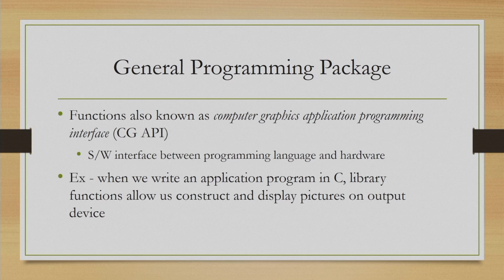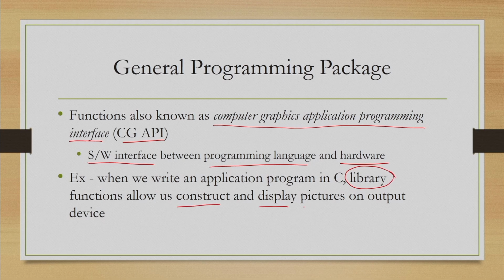Now, these functions are also known as Computer Graphics Application Programming Interface or CG API. They are essentially a software interface between the programming language and the hardware. For example, when we want to write an application program in a language say C, these library functions allow us to construct and display pictures on the output device. Without these functions we will not be able to do so.